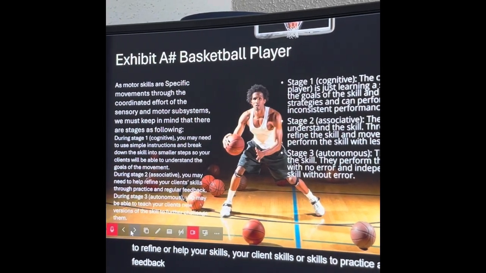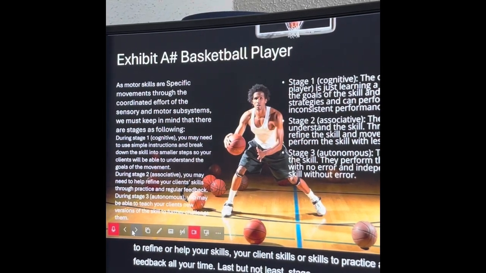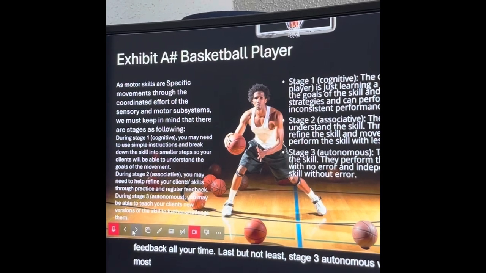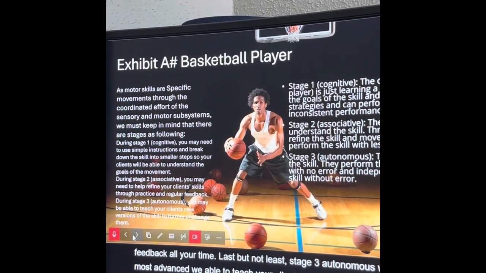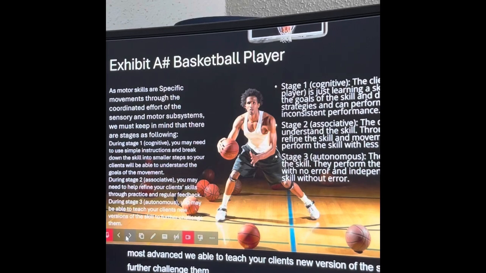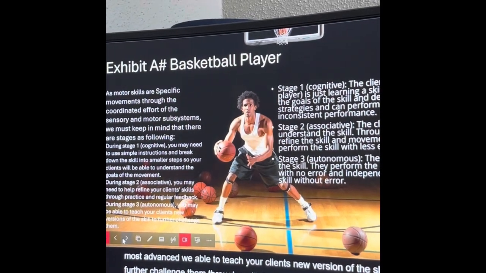Last but not least, stage 3, autonomous, which is the most advanced. You may be able to teach your clients new versions of the skill and further challenge them through multiple drills or more advanced workouts that will help their technique and form.